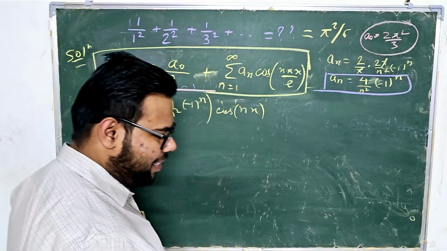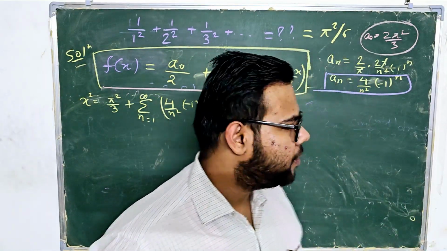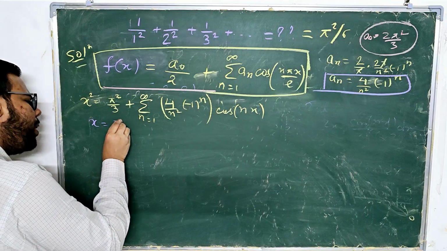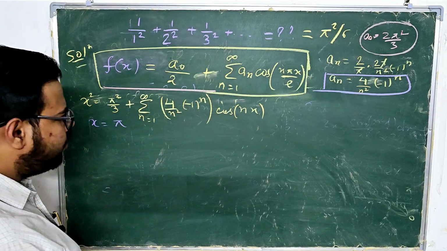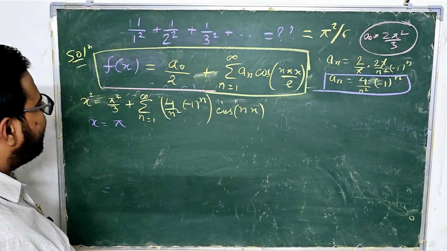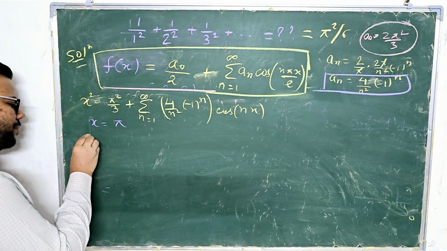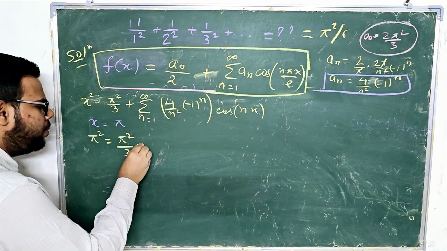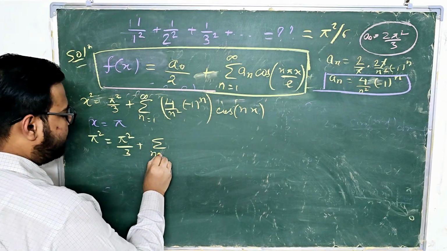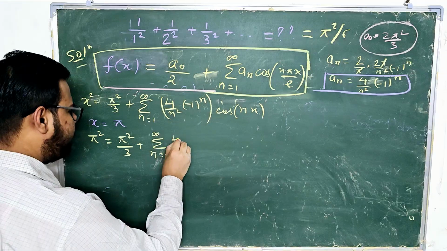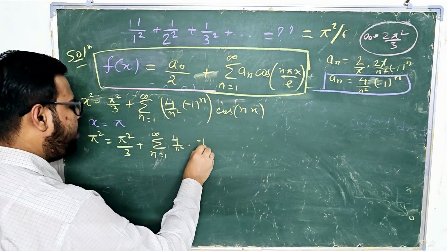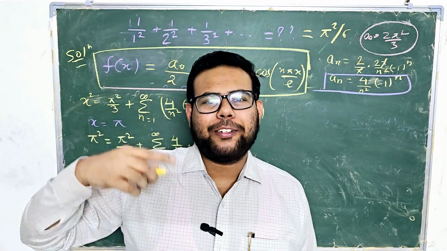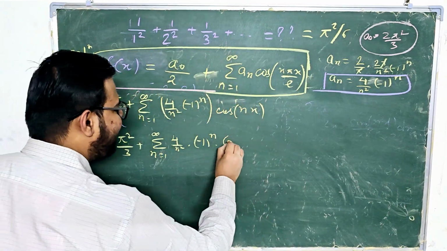Now let's substitute one thing over here, that is the crucial step. Let's assume x is equal to π. When you substitute x as π, what do you get? π² is equal to π²/3 plus the summation from n equal to 1 to infinity of 4 by n² times (-1)^n cos of nπ. Cos of nπ is equal to (-1)^n again, right? So you get (-1)^n.